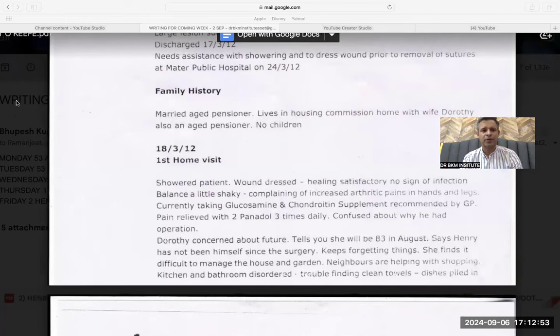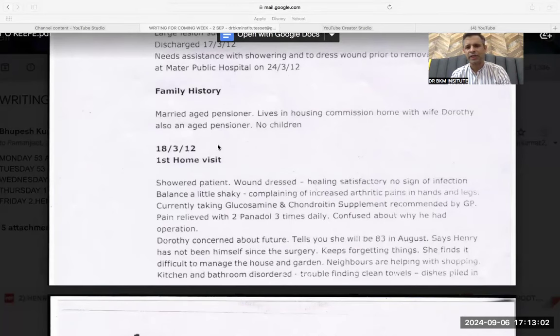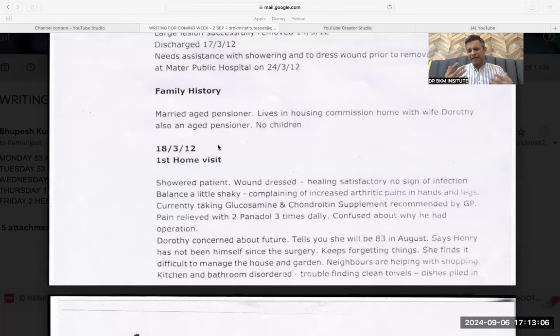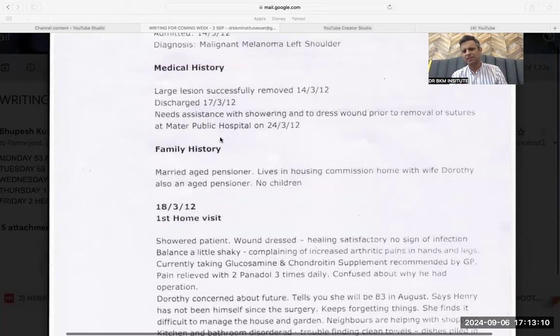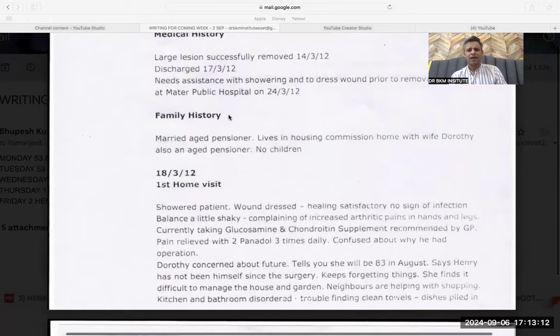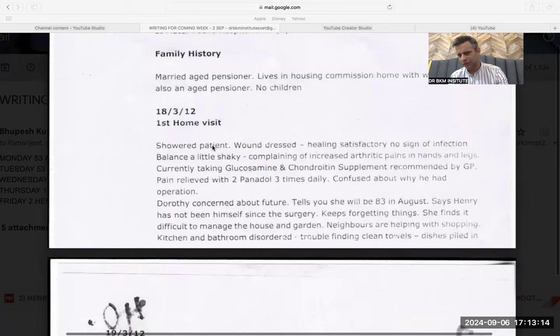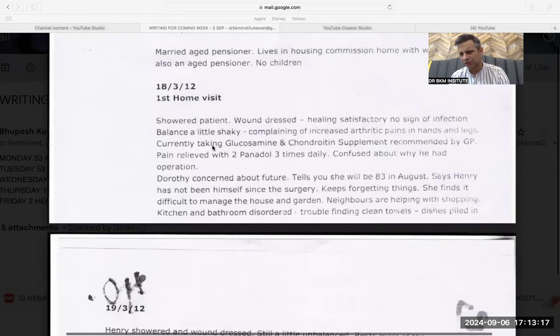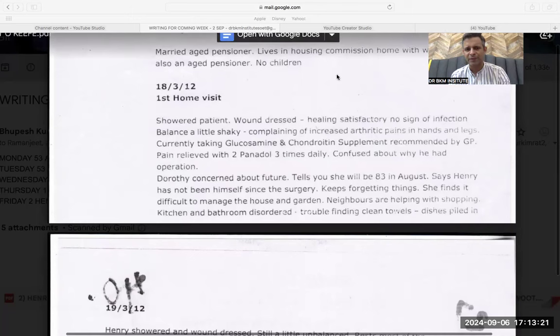Then you say, okay, married aged pensioner lives in a housing home with his wife, Miss Dorothy, aged pensioner. So the patient is living with his wife. He had malignant melanoma on the left shoulder. Lesion has been removed, and he was discharged on 17th. And then 18th, first home visit was paid. Patient was showered. Wound was dressed. So the showering of the patient was done. Basically, the patient was showered.